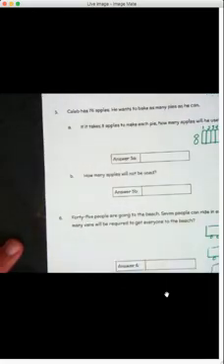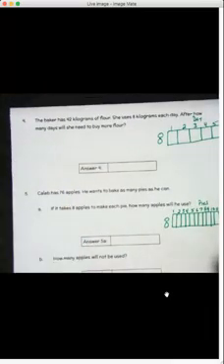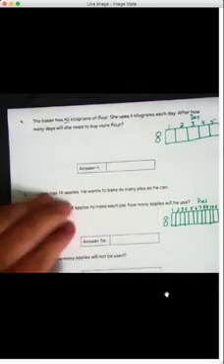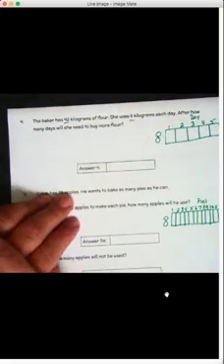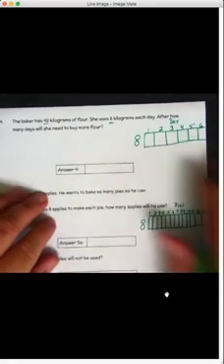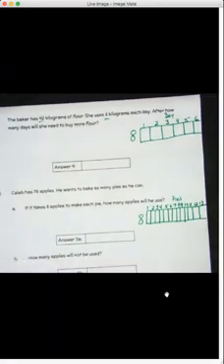Okay, number 4. The baker has 42 kilograms of flour. She uses 8 kilograms each day. After how many days will she need to buy more flour? So she's got 42 altogether, and every day she uses 8. How many days will she need to buy more flour? So I set up something similar to an area model for this one, similar to what we did in the array, but I just thought this would be a different way to model it. So I know on day 1, 1 times 8 is 8.